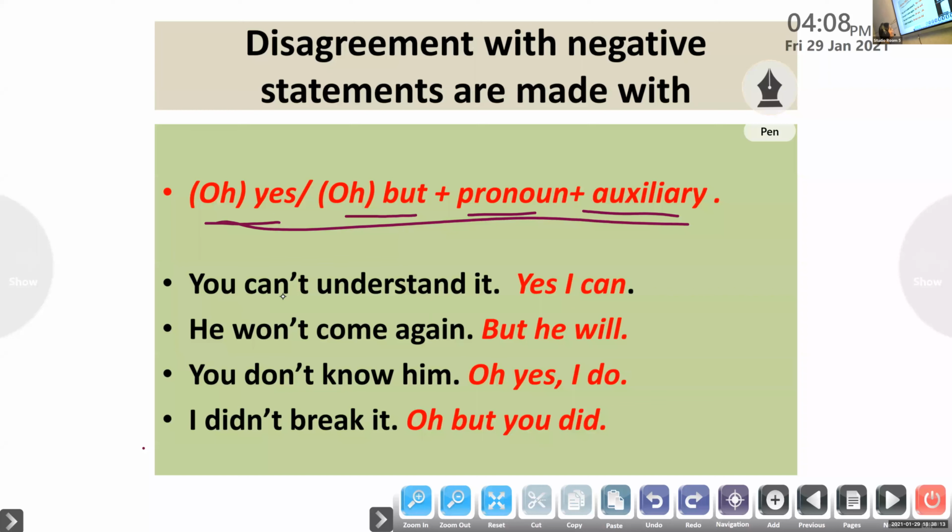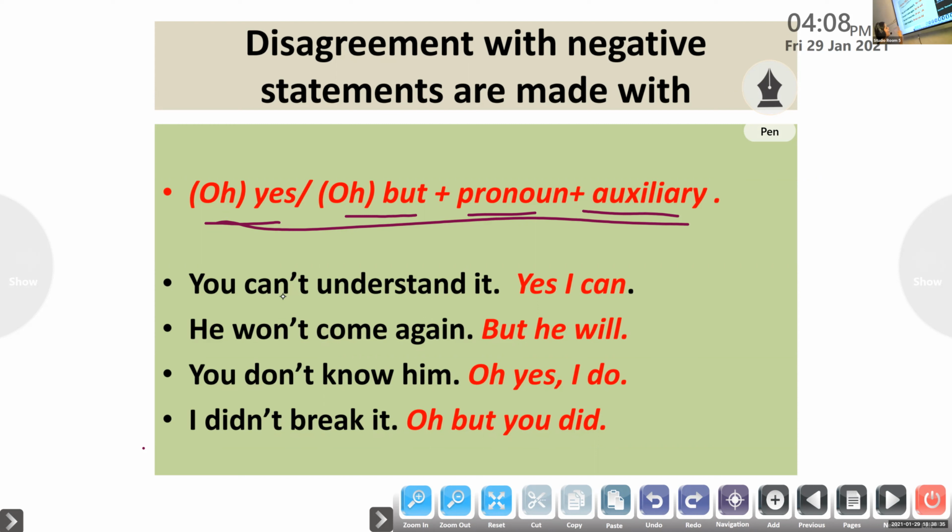You should say just the opposite to that thing because you understood everything. So tell me, you can't understand it. How to set a disagreement? Oh, yes, I can. Because you have got an idea about the topics which the teacher is talking about. So your answer is yes, I can understand. There is no problem for me.